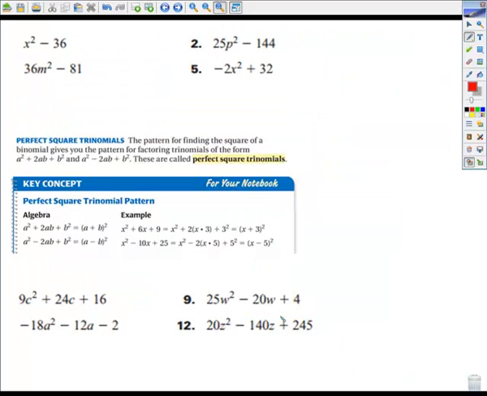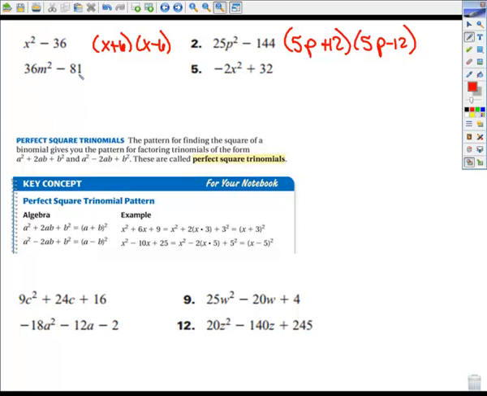So let's do a few of these. I've got x squared minus 36, that's just x plus 6 and x minus 6. 25p squared minus 144, the square root of 25p squared is 5p. The square root of 144 is 12. So 5p plus 12, 5p minus 12.